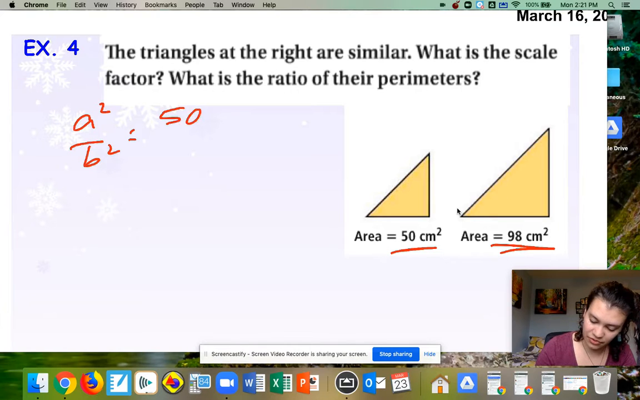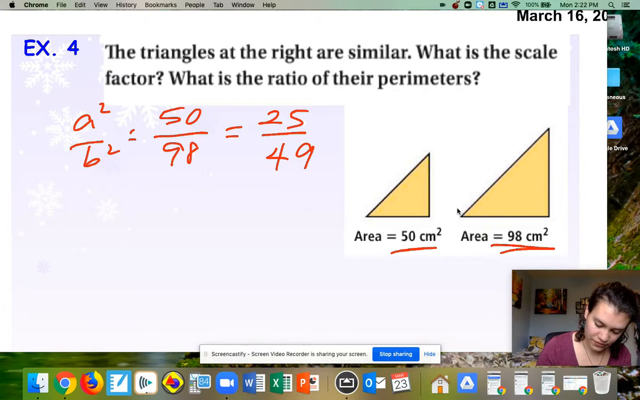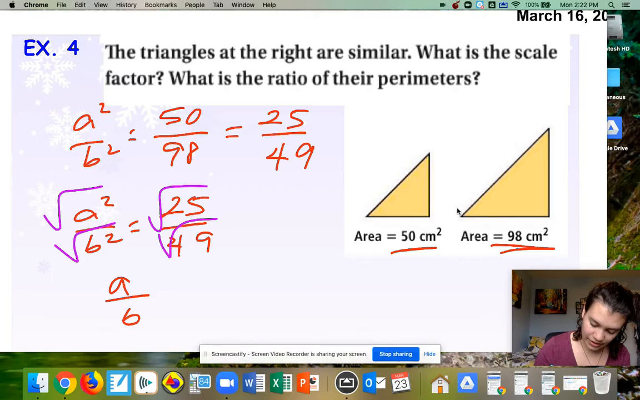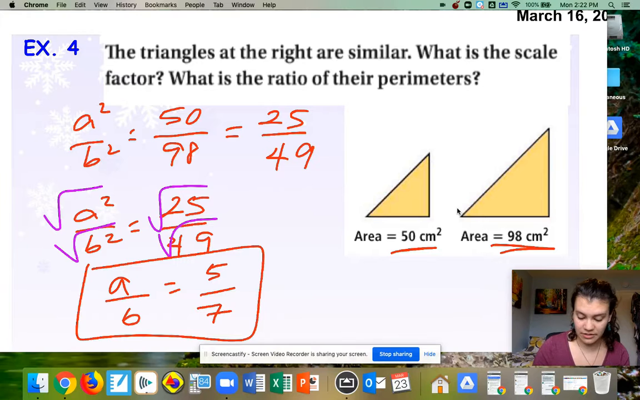So if you do 50 over 98, at this point, start by simplifying. So I can divide both of these by 2 and get 25 over 49. So I'm at a squared over b squared equals 25 over 49. So if I want to get to just a over b to get the scale factor, I'm going to take the square root of both of these, like this. And you'll end up getting a over b equals 5 over 7. And that will be your scale factor, and that's also the ratio of perimeters.